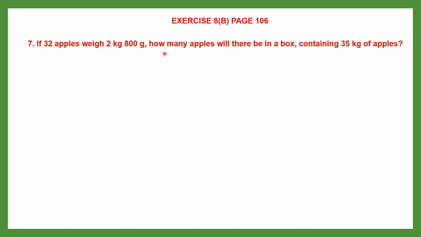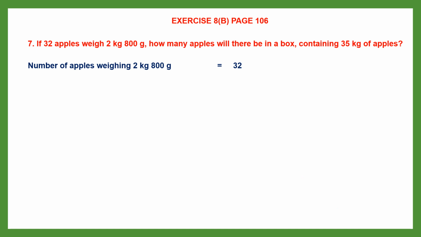So we start our statement with number of apples and write the first statement. Number of apples weighing 2 kilograms 800 grams is 32. So 32 apples are there and the weight of those 32 apples is 2 kilograms 800 grams. Now can you see that the units are different here, kilograms and grams. Let's convert it to 1 unit.